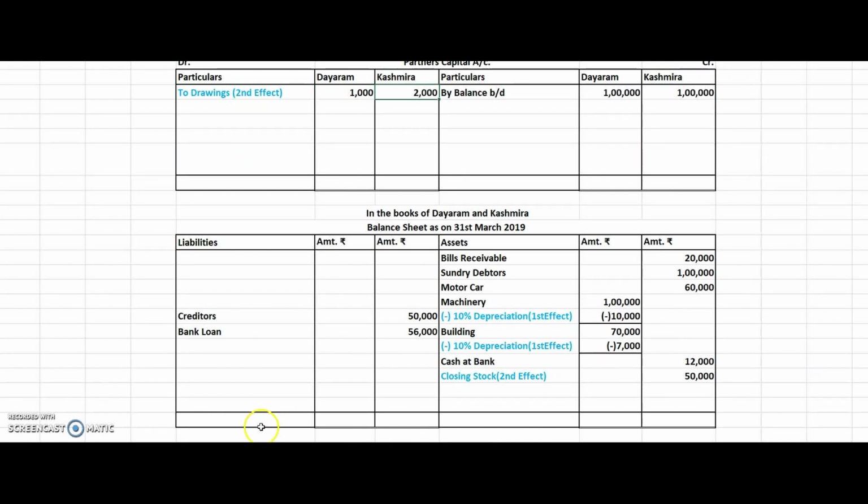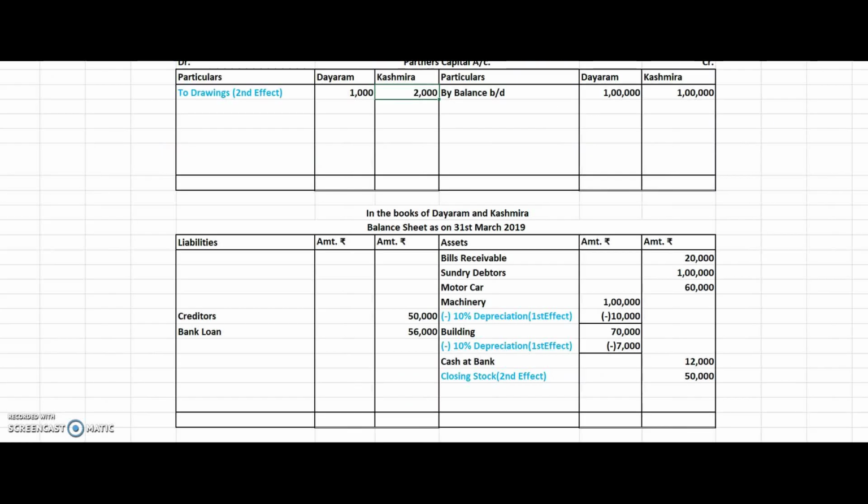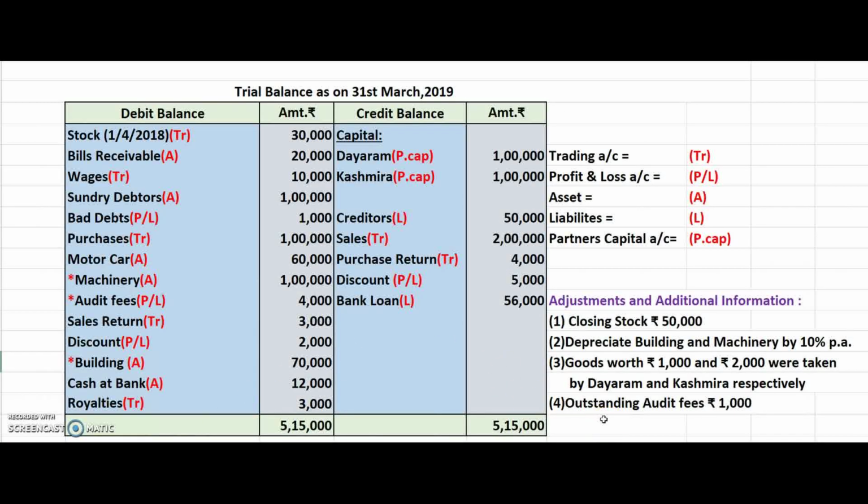I repeat, trading account में goods taken by the owners is written on the credit side, and the second effect is balance sheet debit side. Drawings is fixed, ये हमेशा यहीं पे आता है और कभी चेंज नहीं होता है. Next, which is the last, outstanding audit fees. Firstly, please understand what is the meaning of outstanding word.